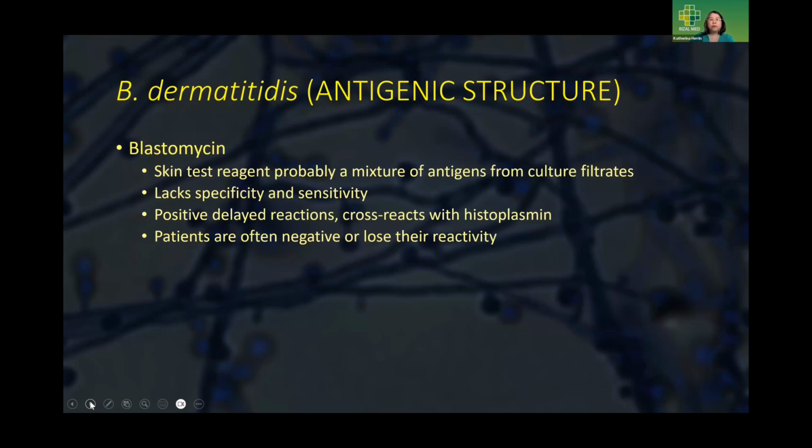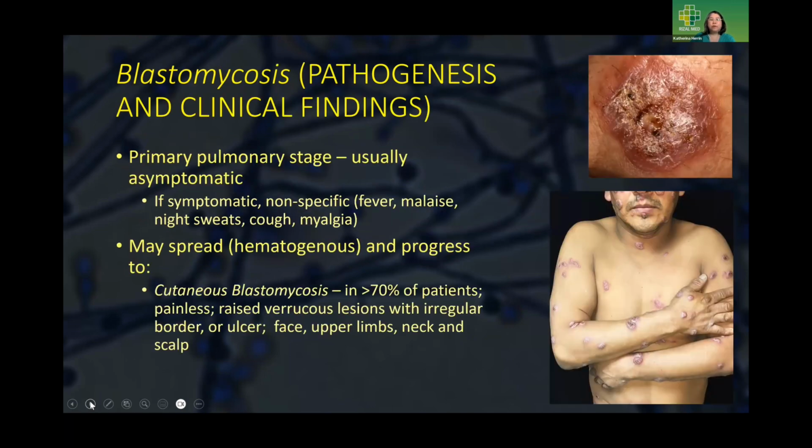Blastomycin is the antigen used for the skin test. Patients are often negative or lose their reactivity, and false positive cross-reactions occur in people exposed to other fungi. The frequency of primary pulmonary stage is unknown because there is no adequate skin or serologic test with which to assess subclinical or resolved primary infections. So most of them are asymptomatic, and if they do present with symptoms, it is usually nonspecific.